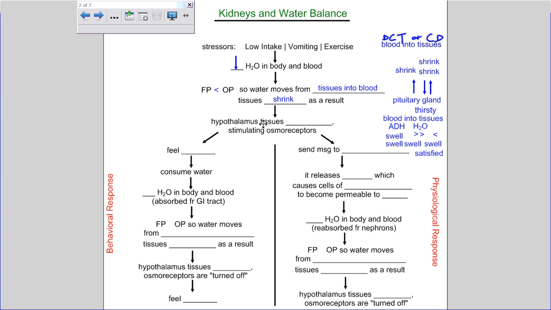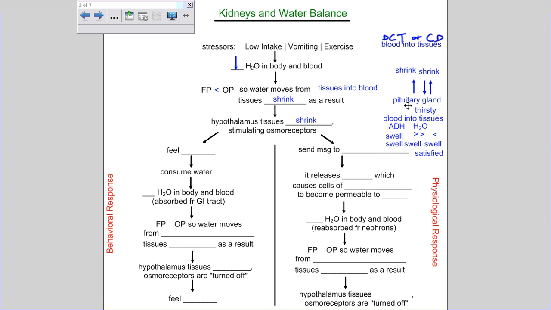The hypothalamus is a special type of tissue. It's actually part of the brain. And so just like the other tissues, the hypothalamus is going to shrink. And within the hypothalamus, they have special receptors called osmoreceptors, which are going to be triggered, stimulated, because they've shrunk. Okay, and that is going to cause some responses in your body.